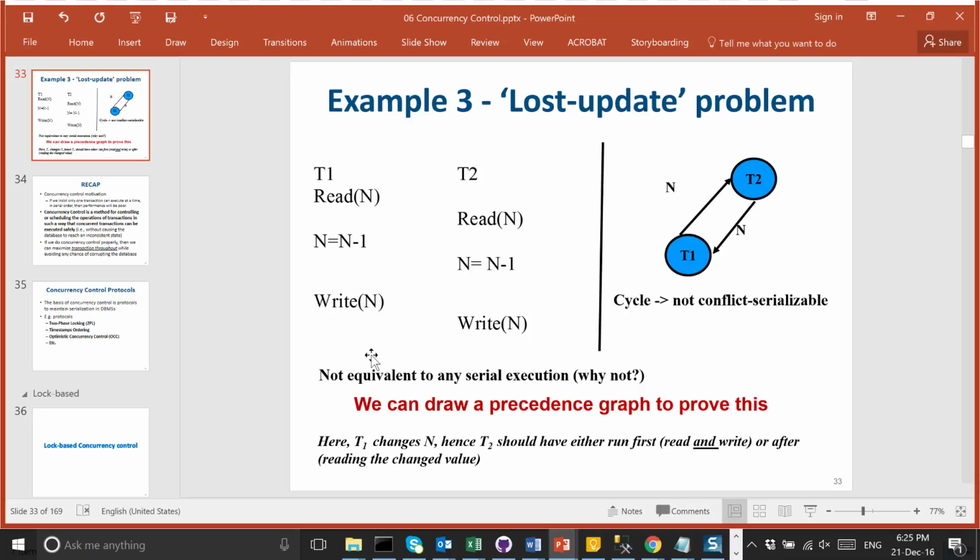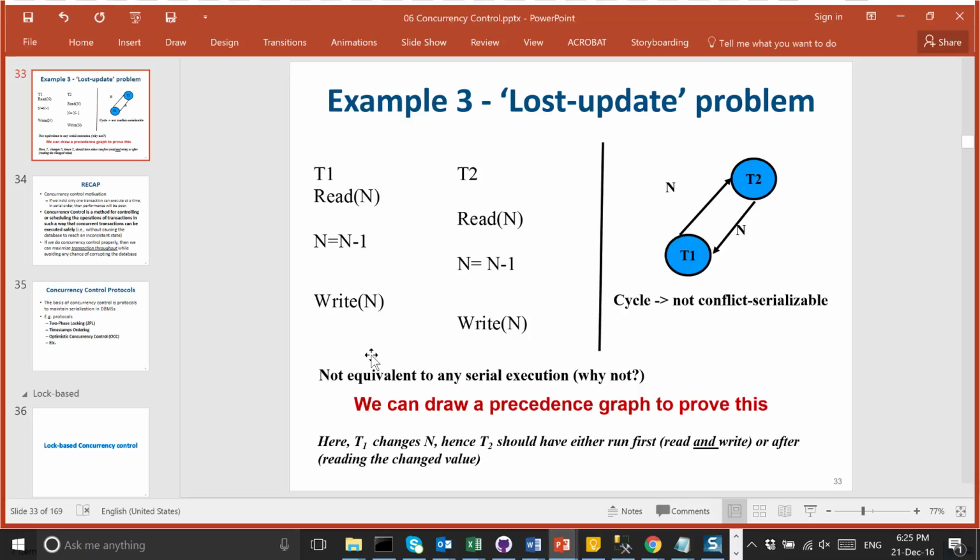We can face, yes, you're right. We can face deadlock with this. Now, to avoid the deadlock, remember there is always a trade-off between concurrency and consistency. There is a trade-off between concurrency and consistency.